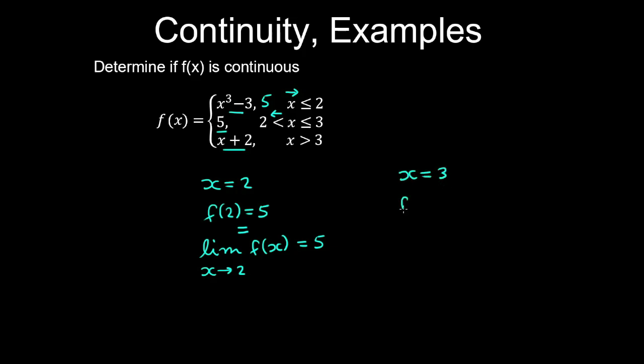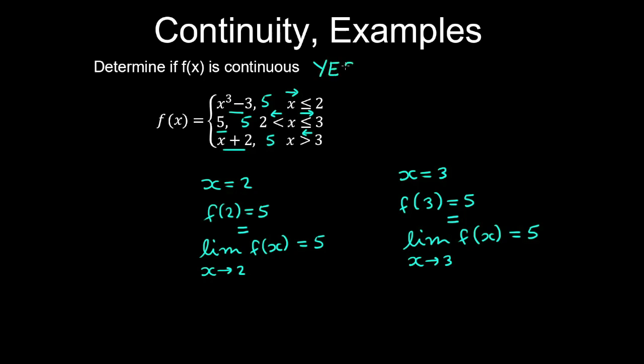And doing the same check for x equals 3, the function is defined at x equals 3. And as x approaches 3 from the left hand side, the function approaches 5. And as x approaches 3 from the right hand side, the function approaches 5. So the limit is defined at x equals 3. And the value of the function at 3 is equal to the limit at 3. So therefore the function is continuous at 3, and is thereby continuous over the interval from negative infinity to infinity.